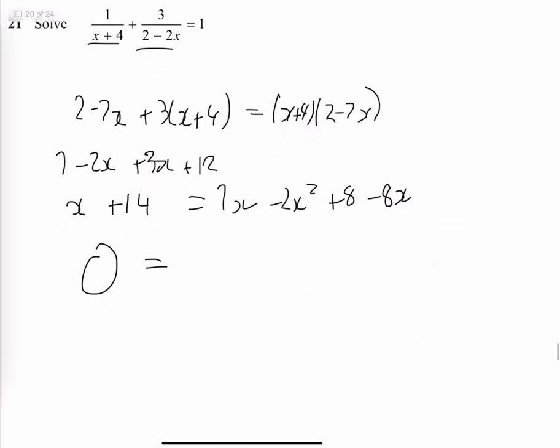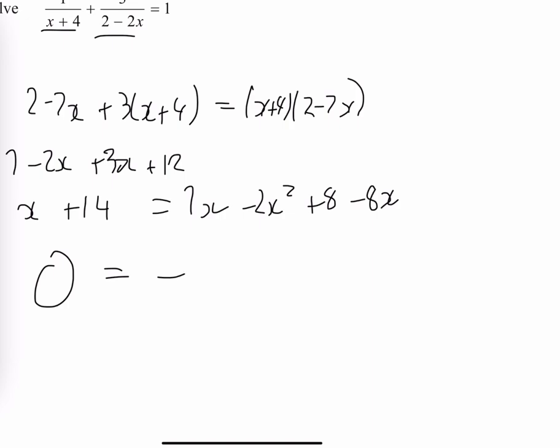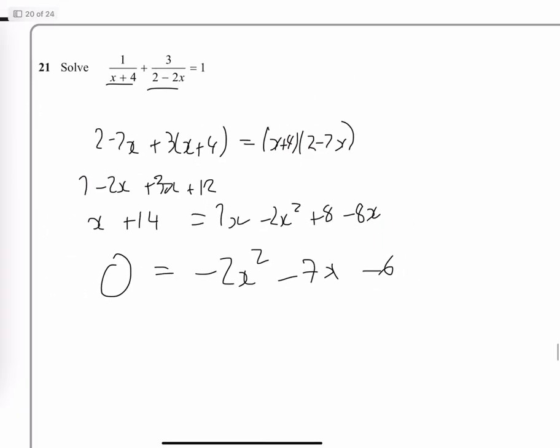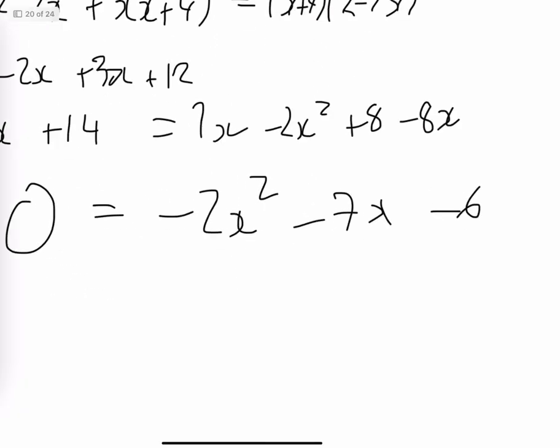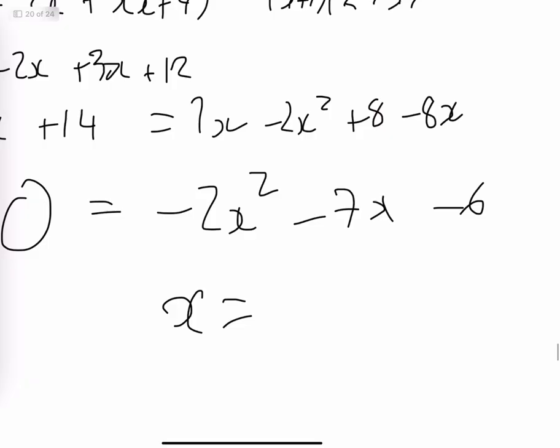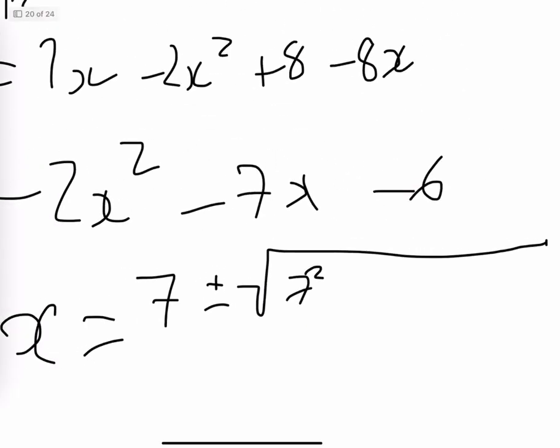0 equals minus 2x squared. We'd have minus 6x over here. We bring over another x, so minus 7x. Minus 14 of this is minus 6. And then, yeah, let's solve. So x equals, we're going to use our quadratic formula here, minus b, so that's 7 plus or minus the square root of b squared, 7 squared minus 4ac.